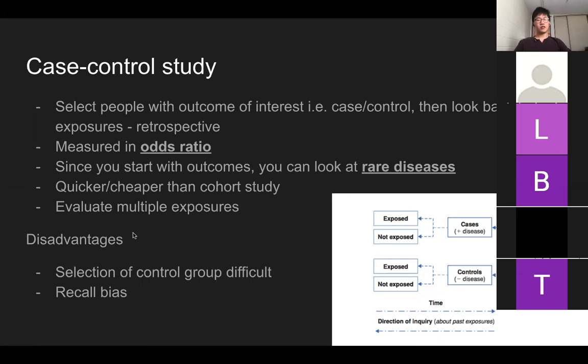Your disadvantages here are, again, susceptible to recall bias, as well as selecting a control group, which, say, rather than 10 random people off the street, they have to have perhaps some exposure or something which could potentially correlate to them being infected, but they haven't been. So the selection of your control group is sort of a difficulty there.